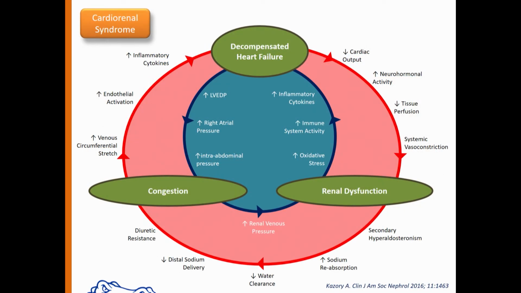This is our current understanding of the pathophysiology of cardio-renal syndrome. On the outer circle, you see the arterial side, the left side of the circulation, where whatever happens, we have low perfusion of the organs, including the kidney, neurohormonal activation, renal dysfunction, leading to water and sodium retention, congestion, and then worsening cardiac function. On the inner circle, the blue circle, you have what we call high backward pressure now.